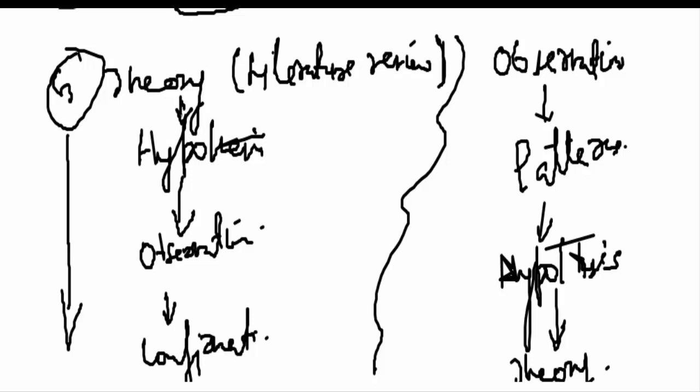In this case we have some universal truths, and in this case we have to see the pattern, we have to observe the things, and then we can lead to our theory. Does it make sense or not?